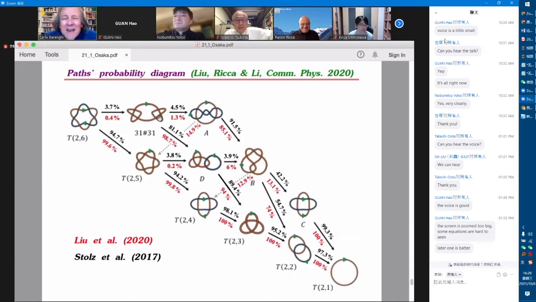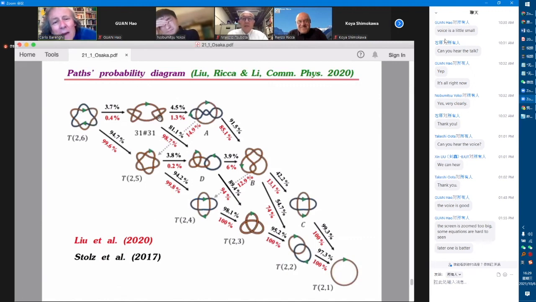Hello, Renzo. Thank you for the nice talk. I have the following question. Imagine that the decay of the structure which we have there, T26, now takes place in the presence of another T26 in the vicinity or some other structure in the vicinity. Then, depending on the physical system and the way these knots interact, they can be magnetic field lines, vortex lines, then the probabilities would be very different. Or am I wrong? Oh, you are absolutely right.